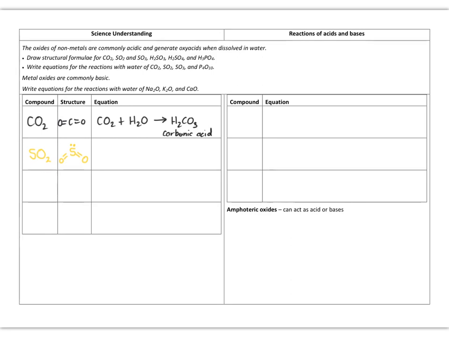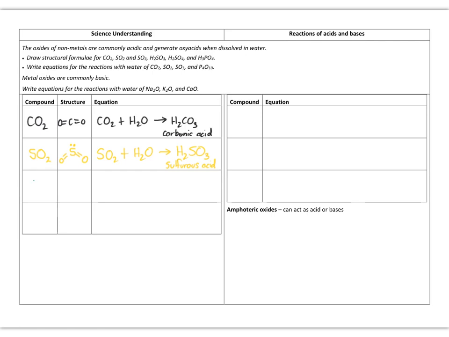Those electrons at the top here push apart these electron regions here, which gives you that V-shape, and the reaction there is SO2 plus H2O forms H2SO3. That is sulfurous acid. So all of these obviously have hydrogens that they can donate, that's what makes them acidic.